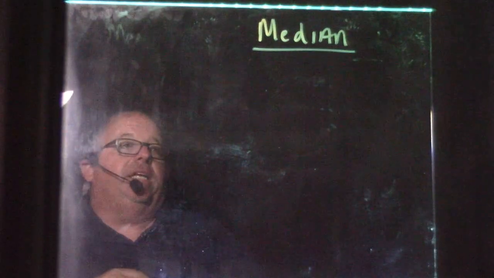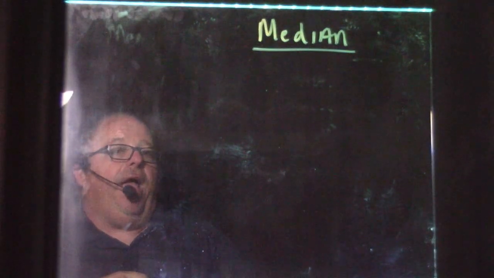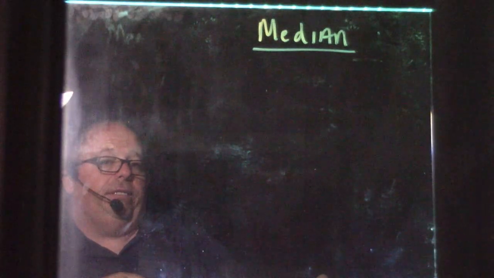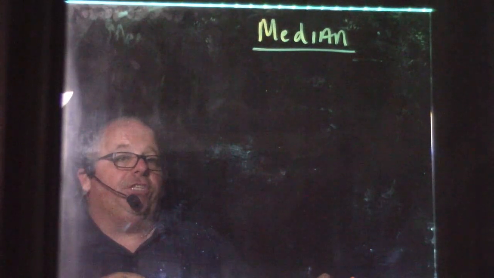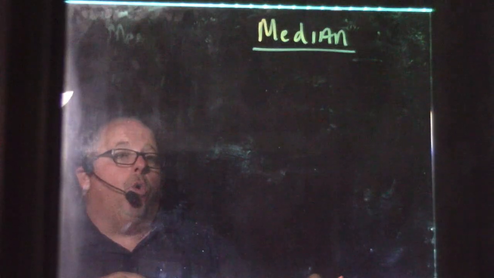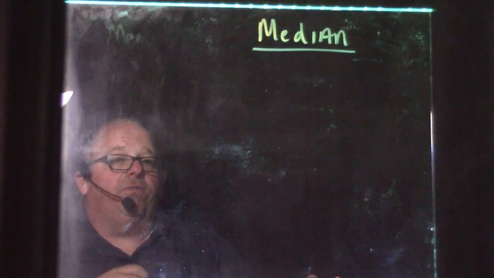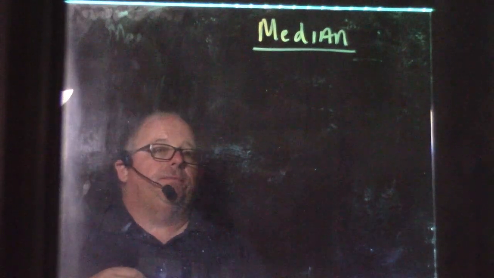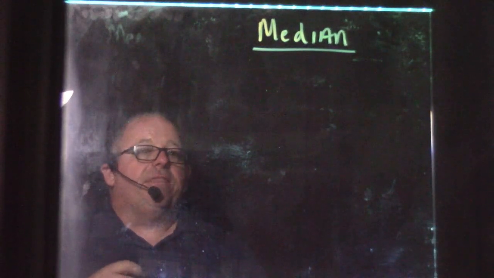The median is the middle of the data. Half of the observations are less or equal to it, and half of the observations are greater than or equal to it. The median is equivalent to the second quartile or 50th percentile. It's a lot of words, okay? It's basically the middle number.